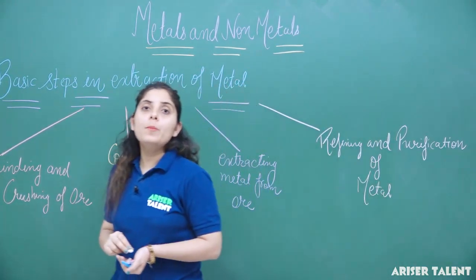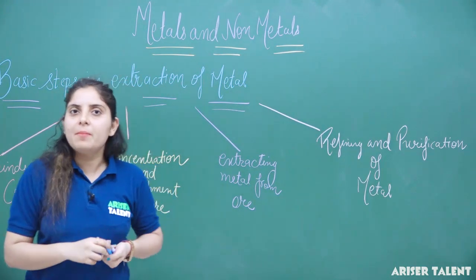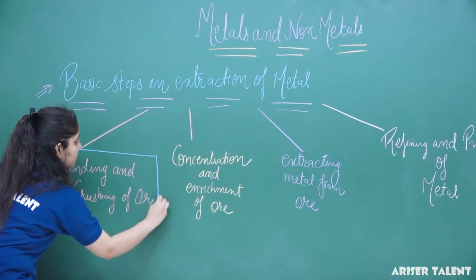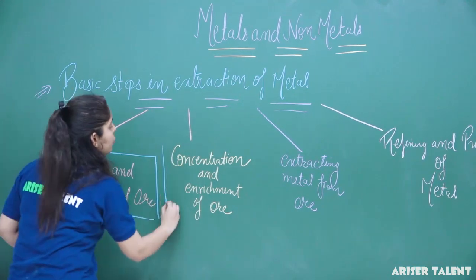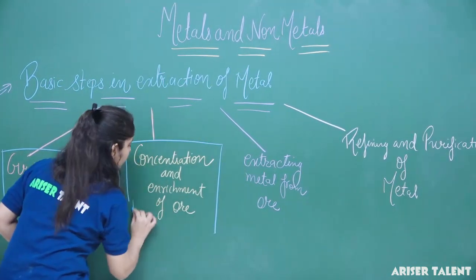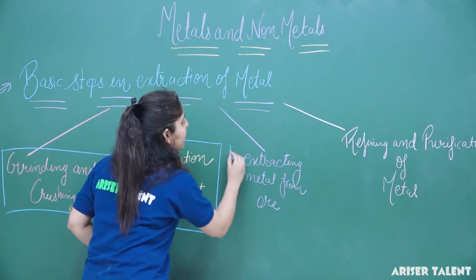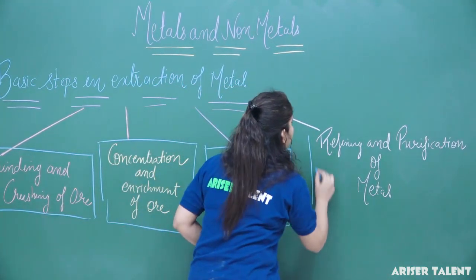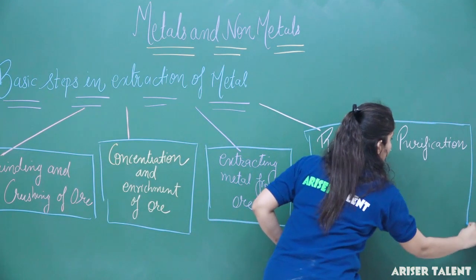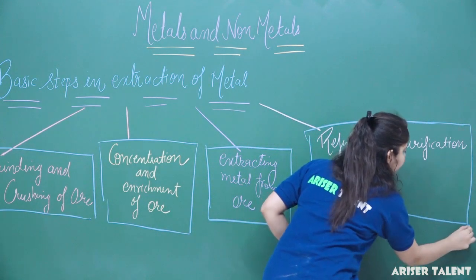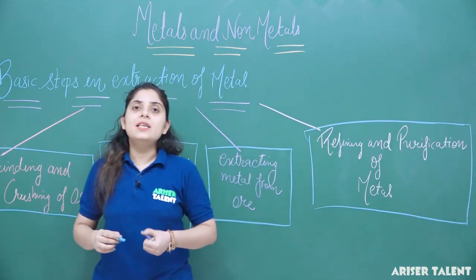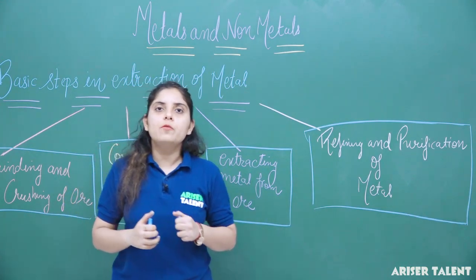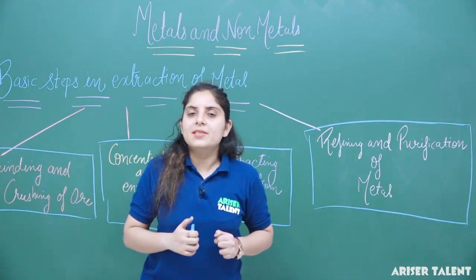Students, here are the four basic techniques involved in the metallurgical process. First is grinding and crushing of ore. Second is concentration and enrichment of ore. Third is extracting the metal from its ore. Last is the refining and purification step. These processes involve different kinds of methods, and this topic is very important from the exam point of view, for board as well as competitive exams.